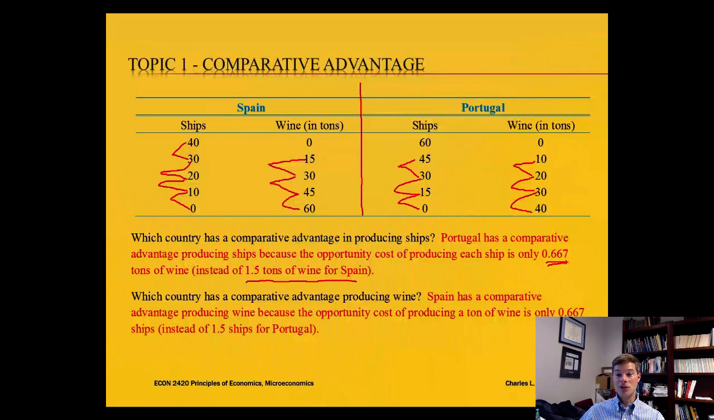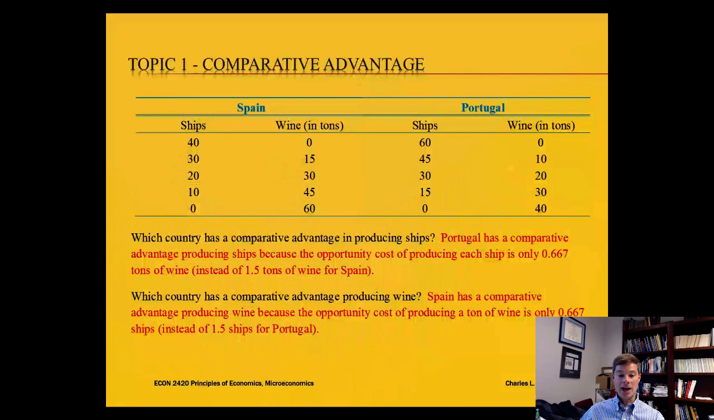Since an opportunity cost of a ship being equal to 2/3 of a ton of wine is a lower cost than an opportunity cost of 1.5 tons of wine, this means that Portugal has the comparative advantage producing ships. Portugal can produce the ships at lower opportunity cost. Portugal can produce ships at lower cost in terms of wine.